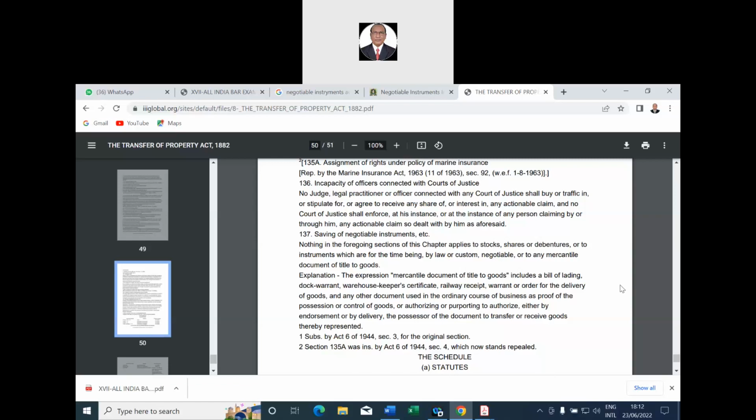Nothing in the foregoing sections of the chapter applies to the stocks, shares, or debentures. They may ask the stocks definition, share definition, debenture definition, and lease definition. In the left hand side, they will keep stock, shares, debenture, lease. In the right hand side, they will give the answers. Match the following from part A, taking from part B, the explanation. So supplementary questions they may ask in that way also.